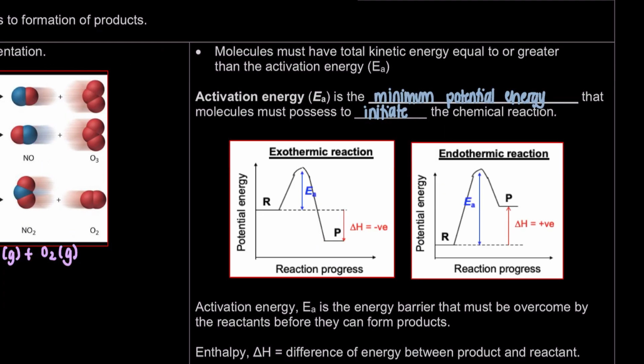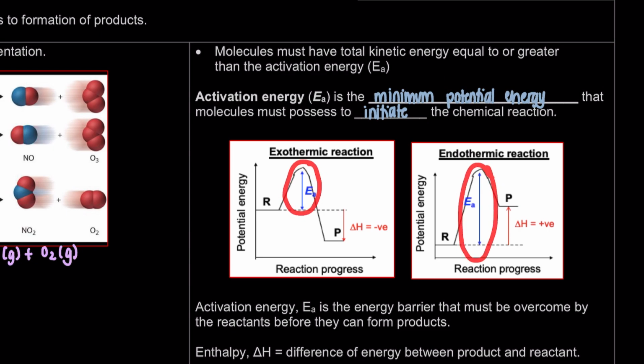During chapter 2, we learned about the energy profile diagram for exothermic and endothermic reactions. When drawing the exothermic and endothermic reactions, you only have to label the delta H. Again, what is delta H? Delta H is enthalpy, the difference of energy between product and reactant. But for this chapter 1, since we learned the definition of activation energy, when drawing the energy profile diagram, we have to label the EA.